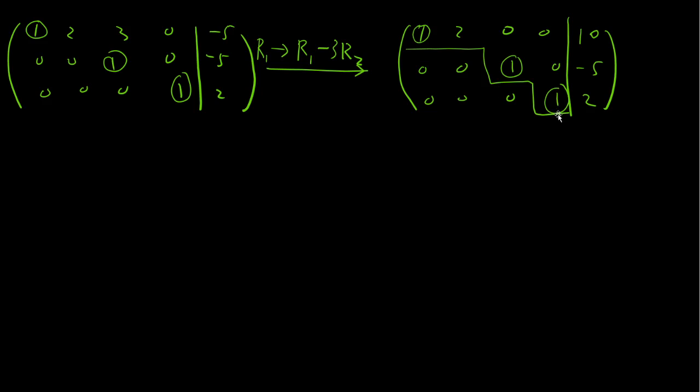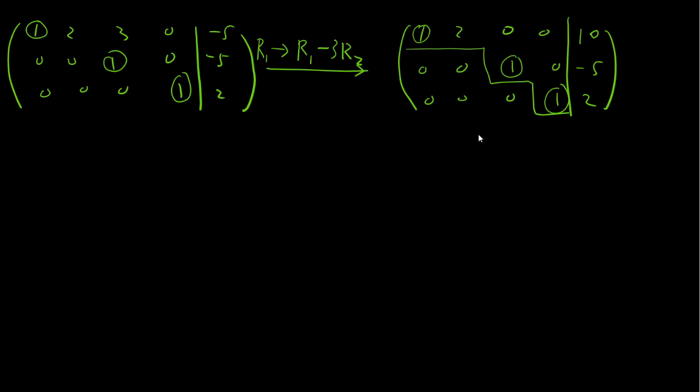Tell me a number, which column does not have a leading one? Column 2. Column 2 does not have a leading one. So this is not case 1. Because there are no leading ones to the right of the bar, this is not case 2, because it's not the case the system has a unique solution. So because there's a column without a leading one, it has to be the case.